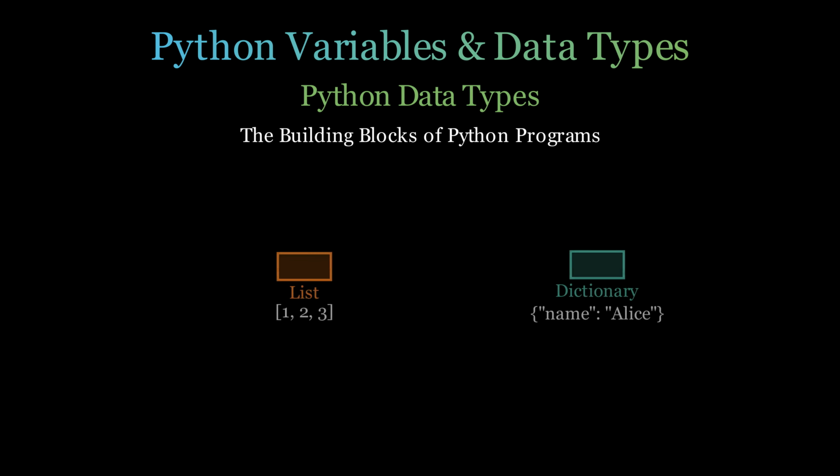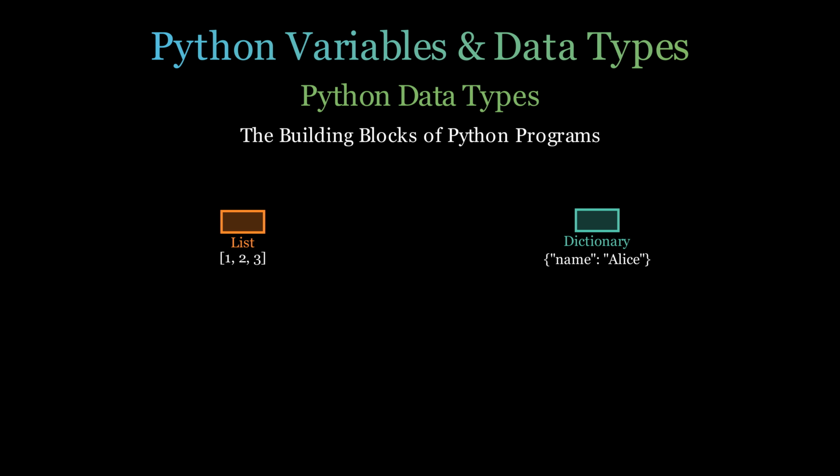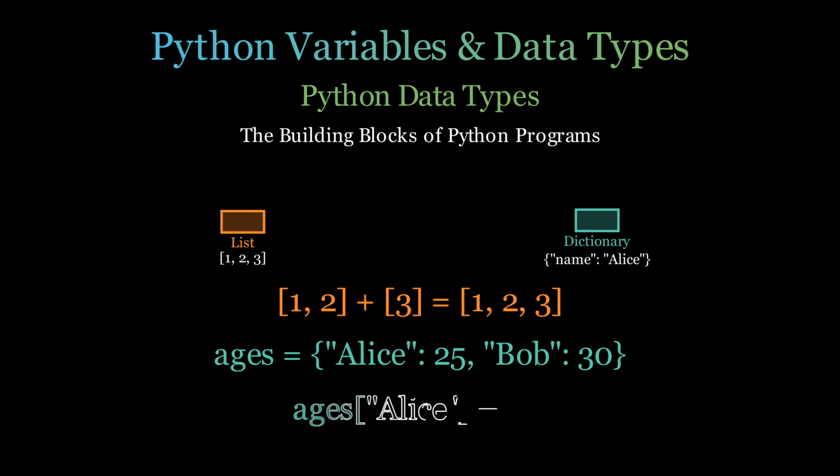Now let's look at two very important collection types: lists and dictionaries. Lists are ordered, mutable sequences that can hold items of different types. Dictionaries store key-value pairs for fast lookups. Lists support operations like concatenation with plus. Dictionaries let you store values accessible by keys, like looking up Alice's age in this example. These collection types are incredibly versatile and used constantly in Python programs.